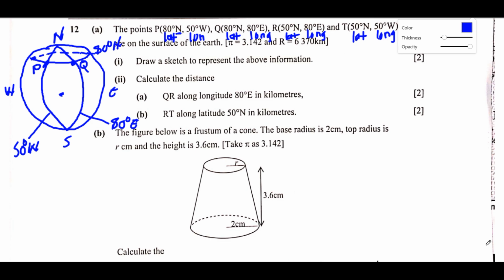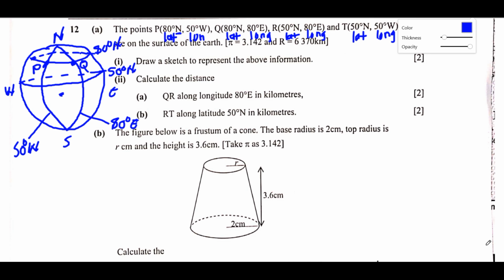We move on to R. R is 50 degrees north. Now since 50 degrees north is less than 80 degrees north, this 50 degrees north will be closer to the equator. That's what you're supposed to do. The one with the greater number must be away, the one with the lesser number must be closer. So this is our 50 degrees north.